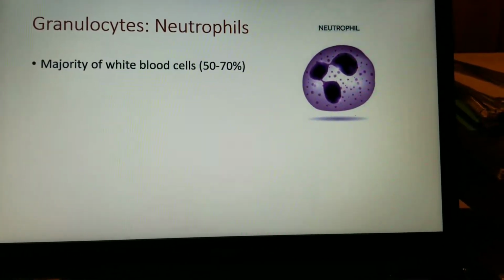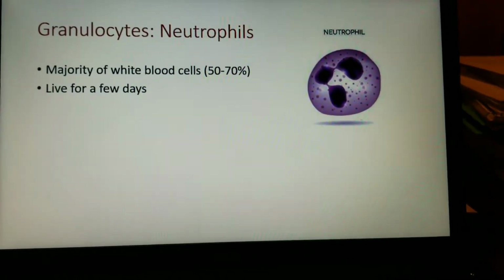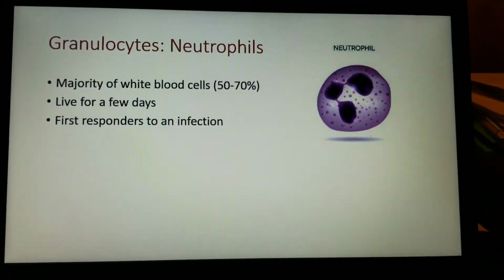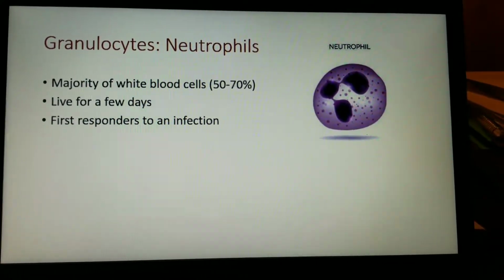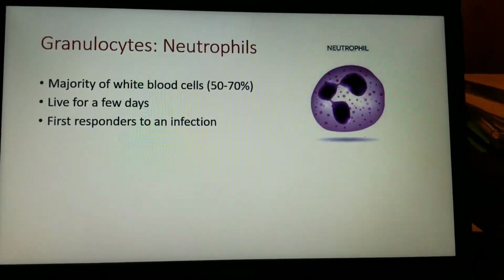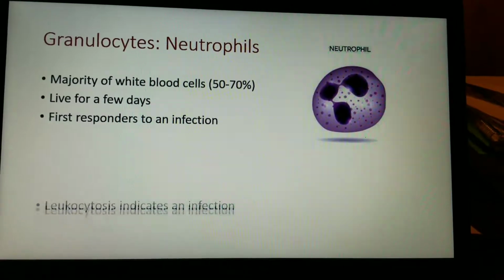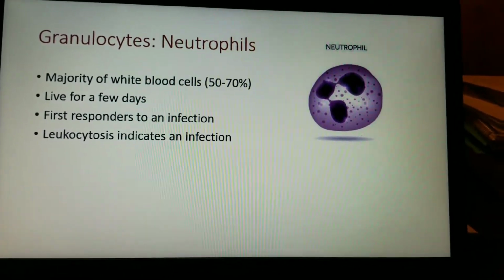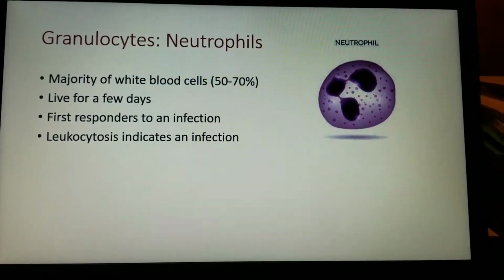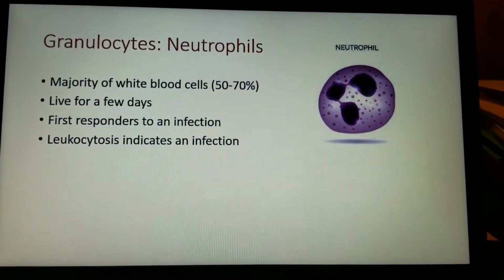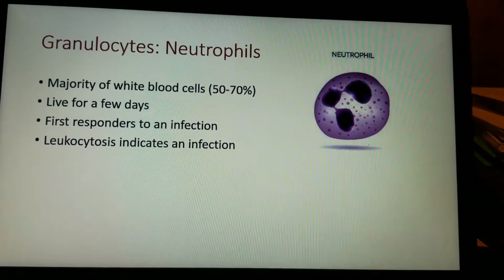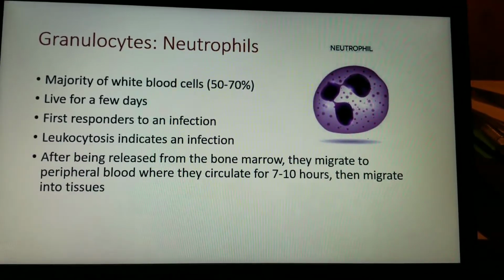The next one is neutrophils, which account for the majority of white blood cells, up to 50 to 70%. They have a lifespan of a few days, and they're first responders to an infection. So they are the biggest part of the primary response. Leukocytosis indicates an infection. That is when your white blood cell count is up, which is one of the things that a doctor looks for when you're sick.